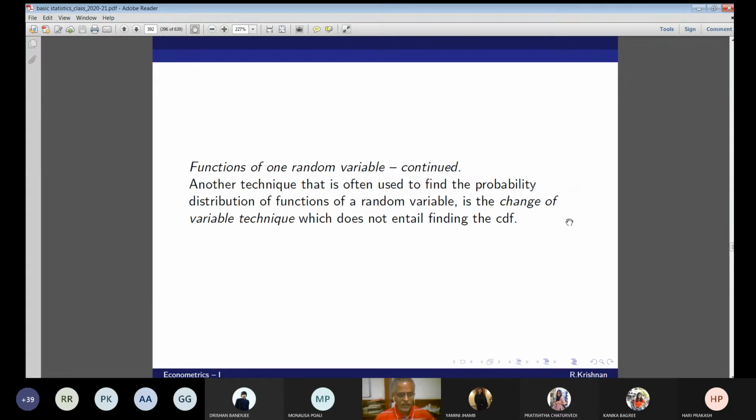Functions of one random variable, continued. Another technique that is often used to find the probability distribution of functions of a random variable is the change of variable technique, which does not entail finding the CDF. Is this an advantage or not? I'm not sure, because there are many problems where the CDF is necessary. There are many problems where this may not work. The CDF way will work, but let's see, since both are discussed in the literature.